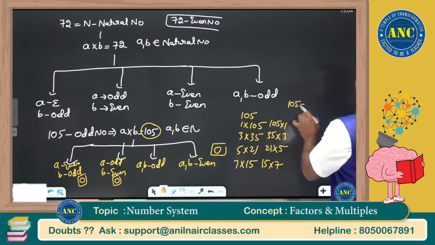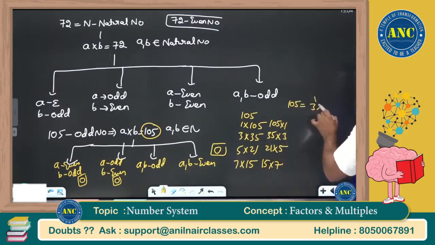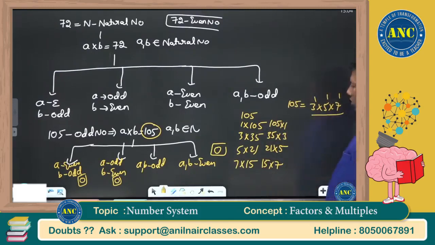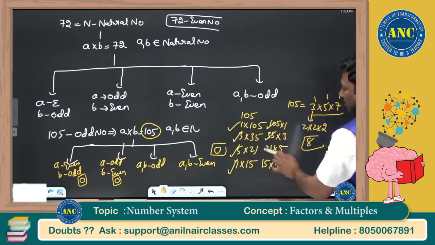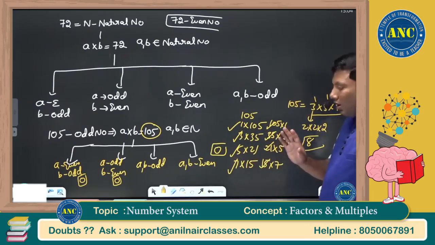105 is 3 into 5 into 7. Totally how many odd factors are there? 2 into 2 into 2, which is 8. 1, 2, 3, 4, 5, 6, 7, 8. 8 cases. Are you all with me?